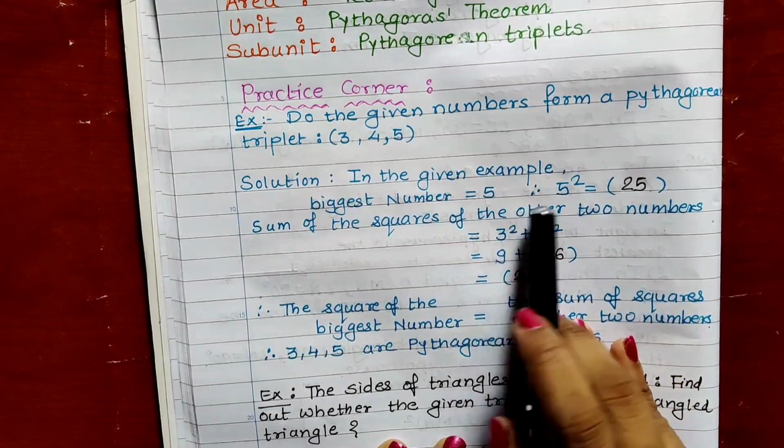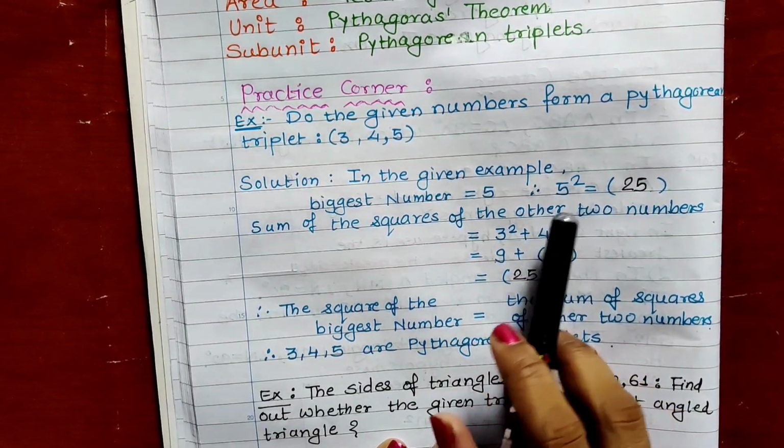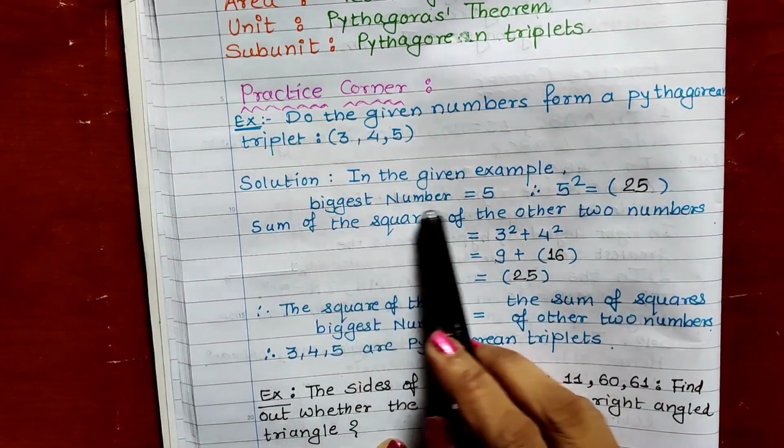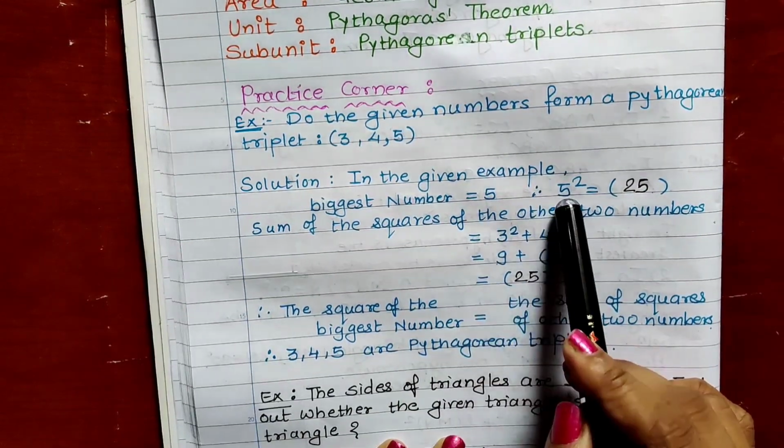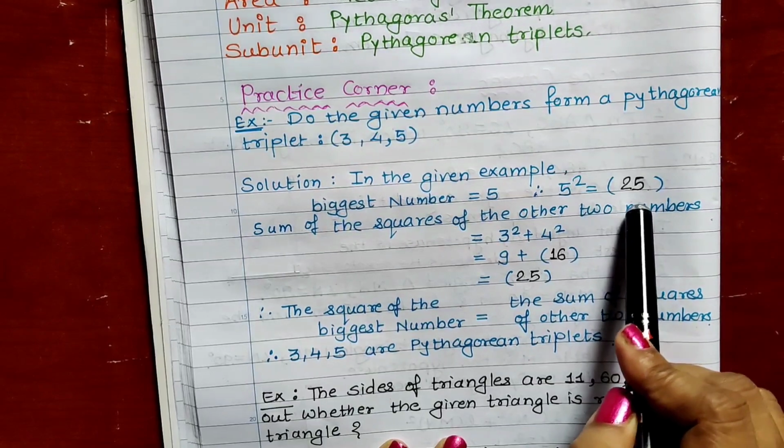Okay. Now 5 square. 5 square is 25. That means we have to do the square of the biggest number first. First write down the biggest number, which is equal to 5. Then 5 square, we have to fill in the blank, which is 25.